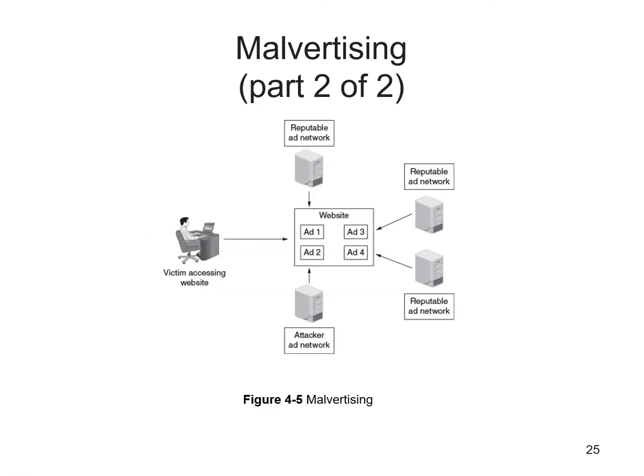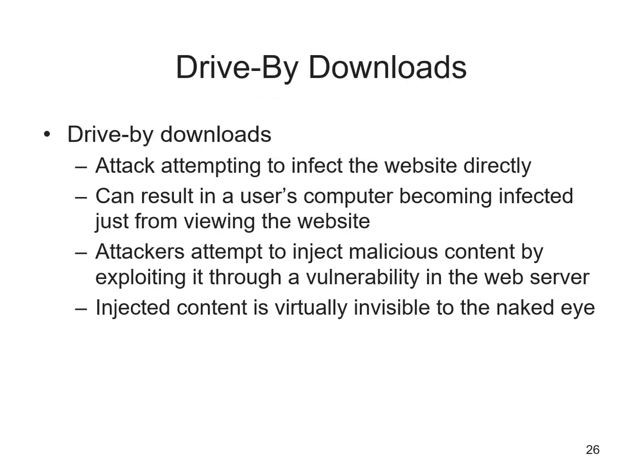Now, as you can see, a victim is accessing a website, and there is a reputable ad network which is sending or displaying different advertisements on the website. Now there is an attacker ad network through which he is also trying to target the same website and trying to play with the settings of the advertisers' network to display their ads alongside the reputable company's, so you cannot actually see what is appearing on the remote computers.